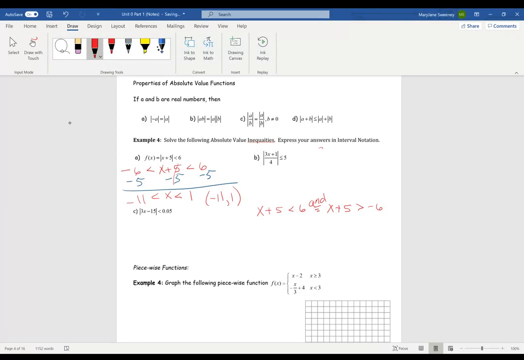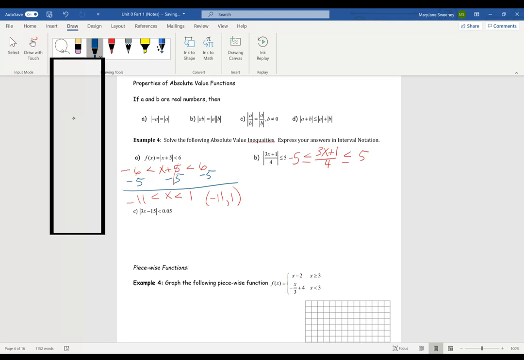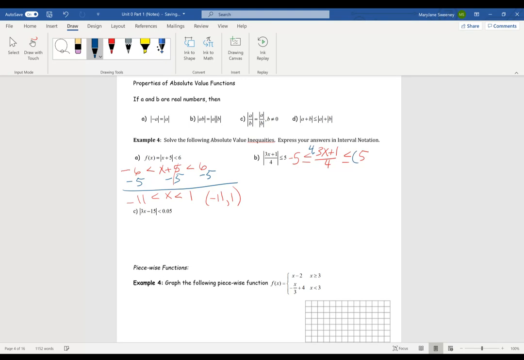This one, we're going to take (3x plus 1) over 4. We're going to sandwich it in the middle of negative 5 and 5. So the first thing I would do if I'm solving that is multiply by 4 to get rid of the 4 in the denominator.